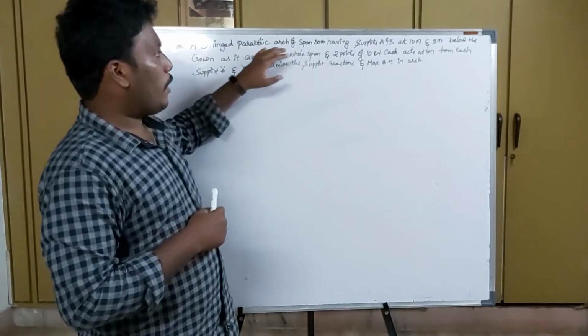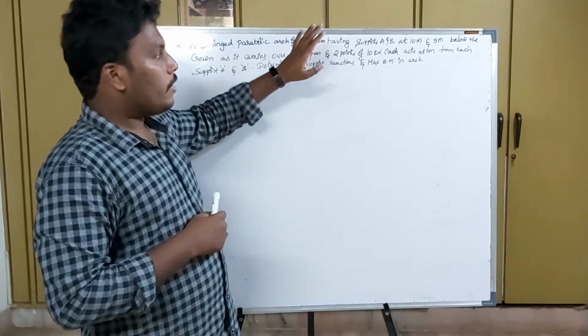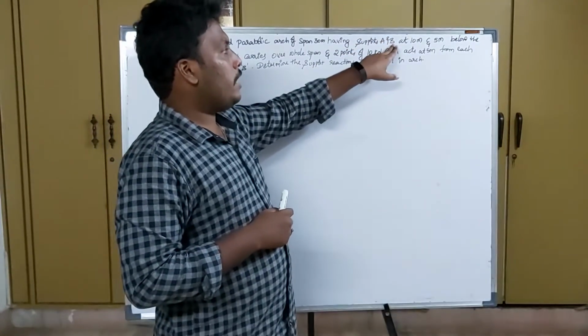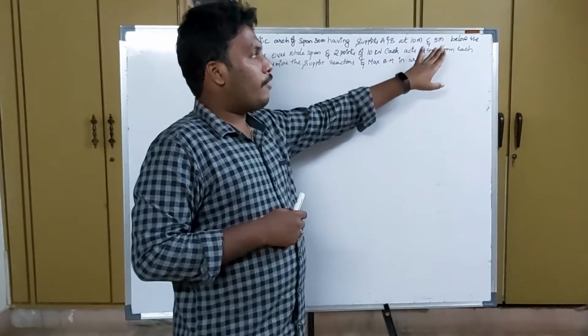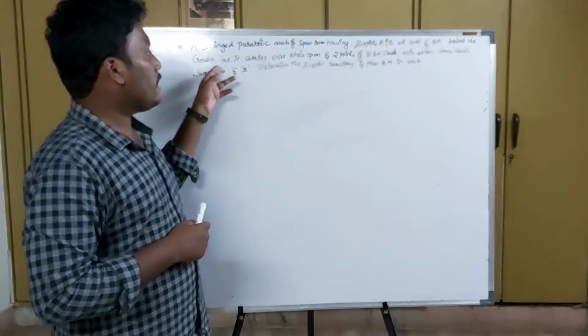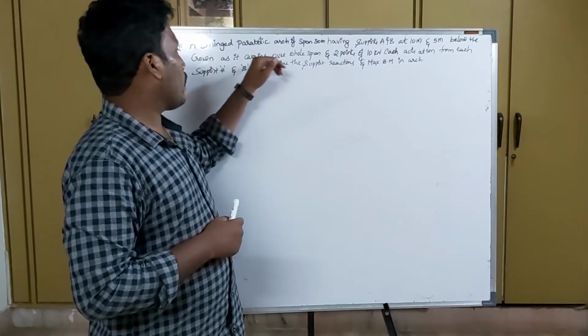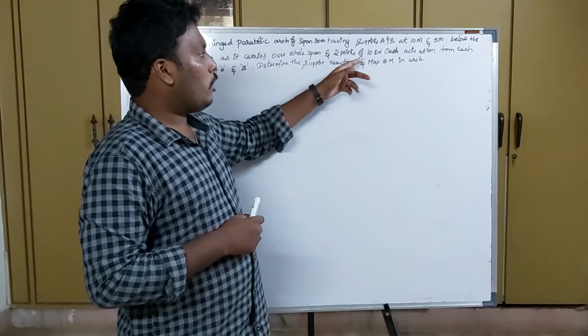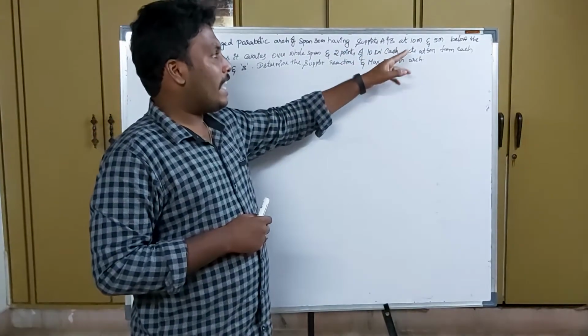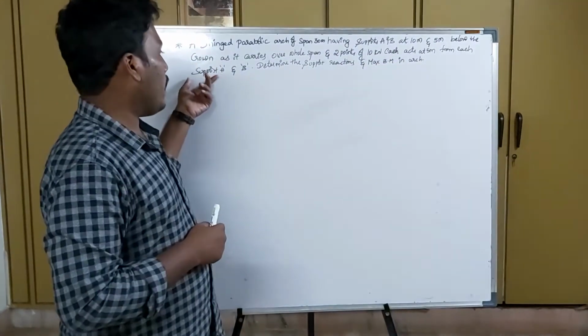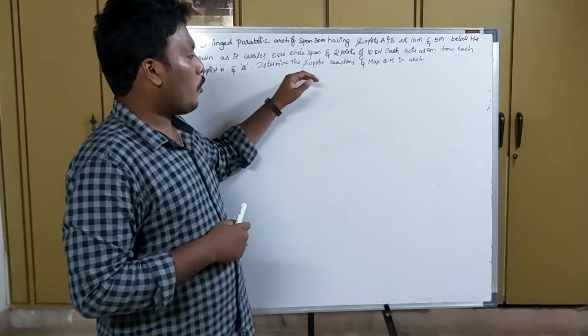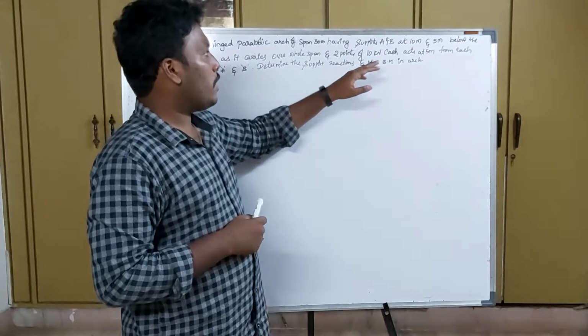A 3-hinged parabolic arch of span 30 meters having supports at A and B at 10 meters and 5 meters below the crown as it carries over the whole span, and 2 point loads of 10 kilonewtons each at 5 meters from support A and B. Determine the support reactions and the maximum bending moment in the arch.